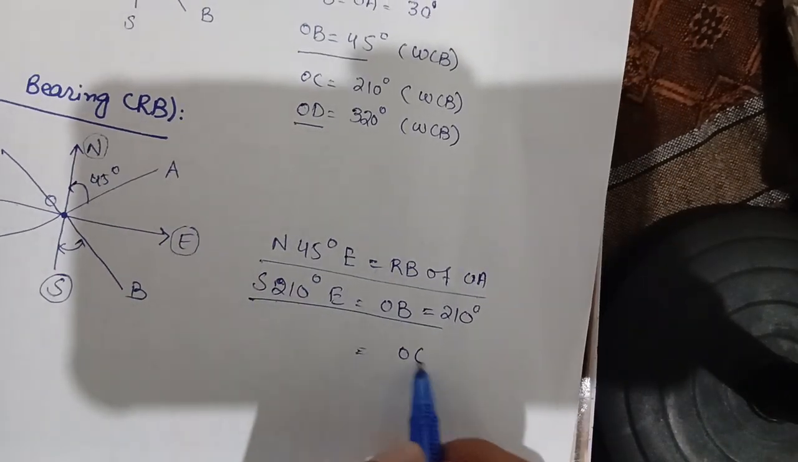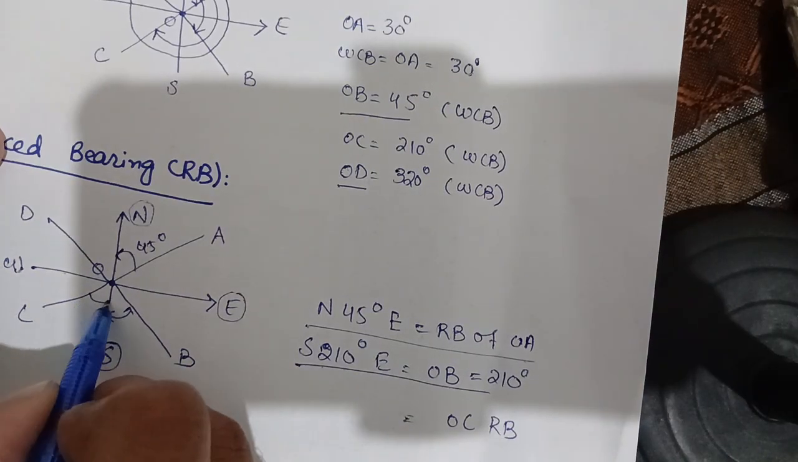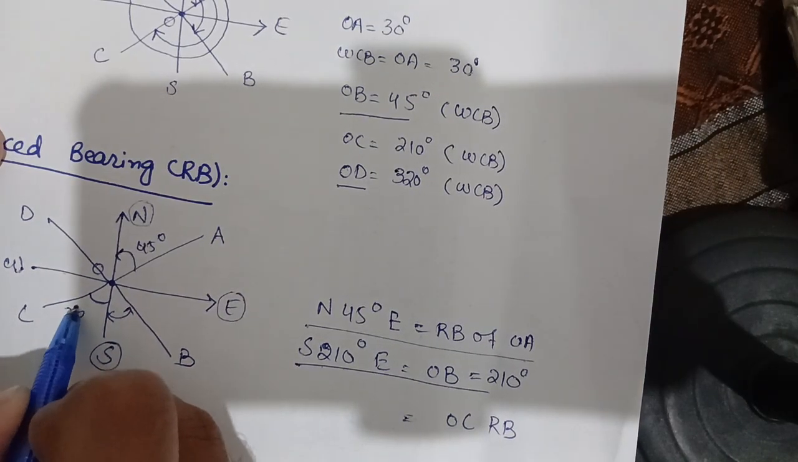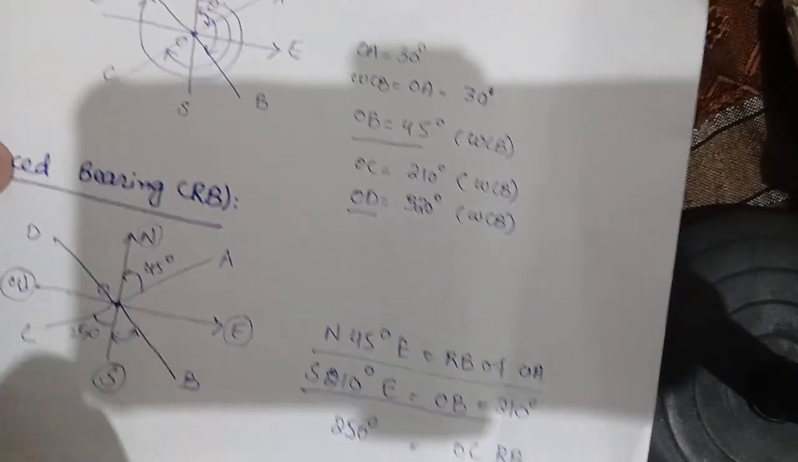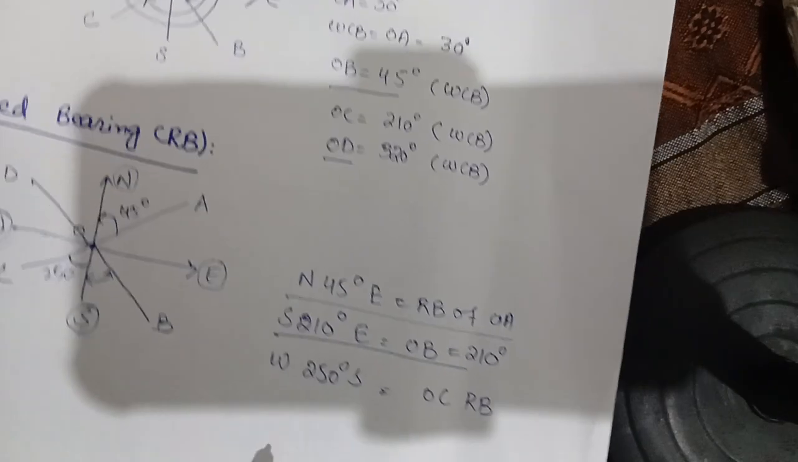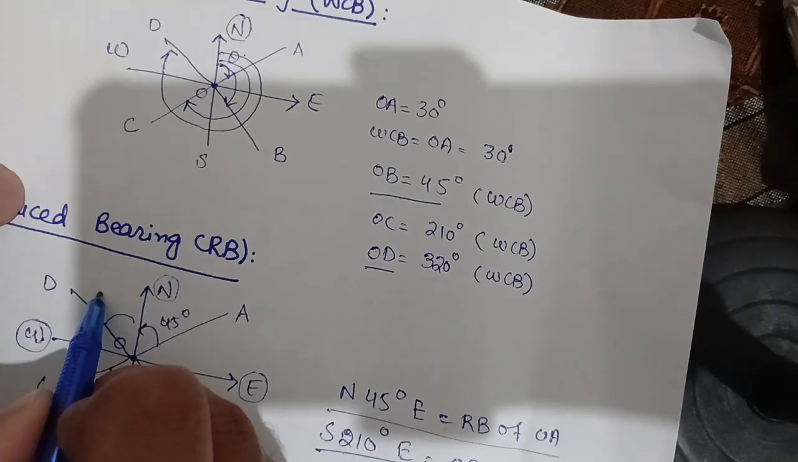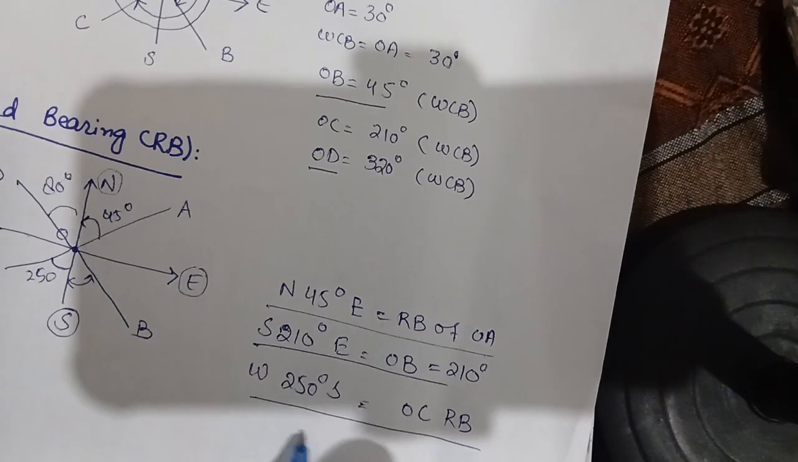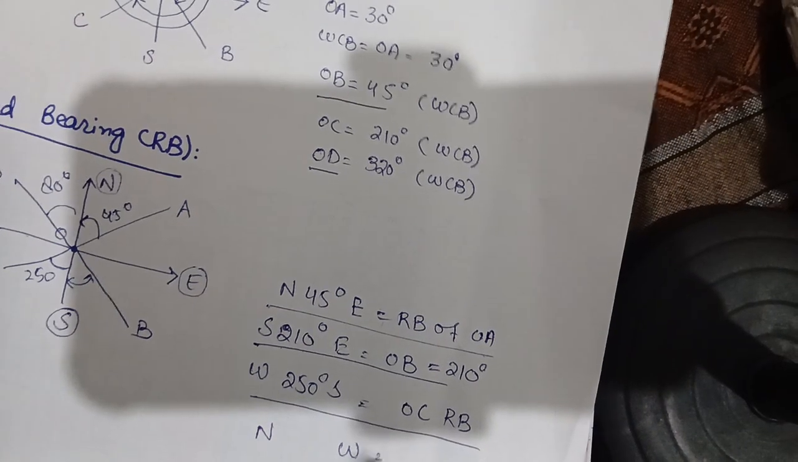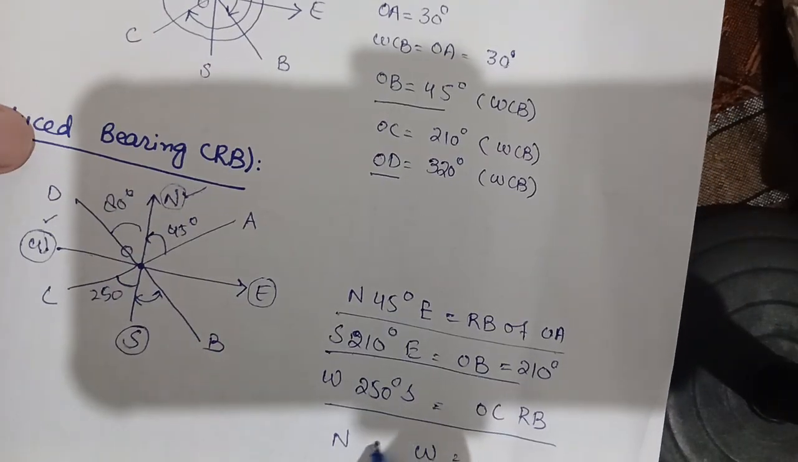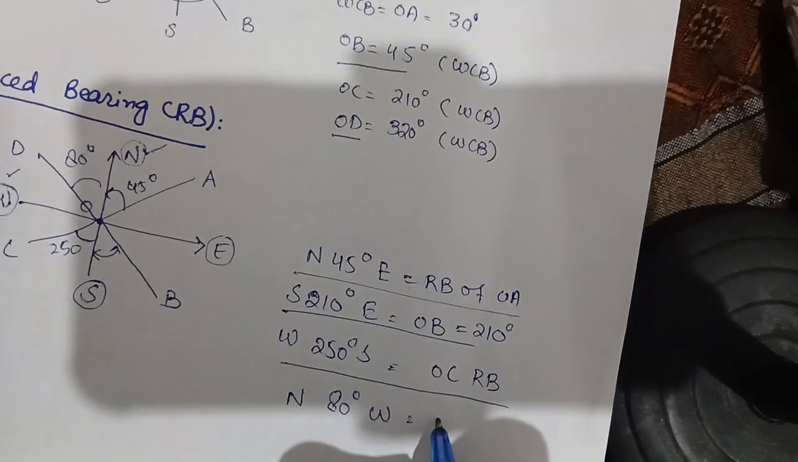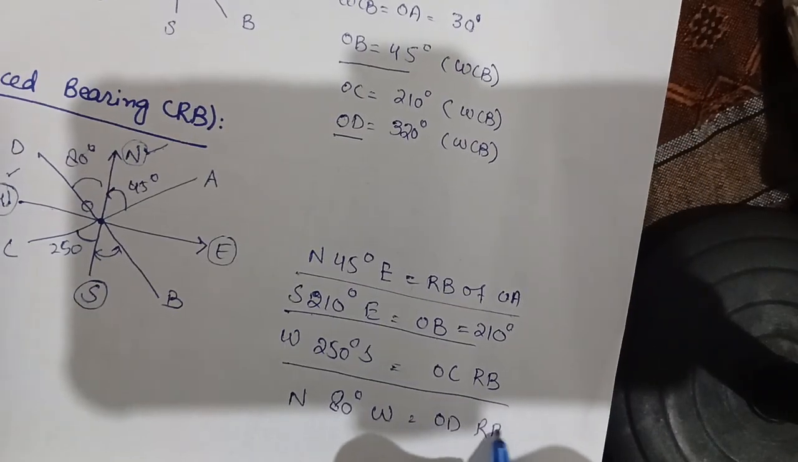For example, in line OC we want to write reduced bearing. This angle is measured with respect to south pole and this is 250 degree, so 250 we will write in between and the coordinates in which it lies, west and south, so this is the reduced bearing of line OC. In the line OD, for example, this is 80 degrees, we will write north and west, because it is lying between north and west, so 80 degree will be right in between both of them, so this is the OD reduced bearing.